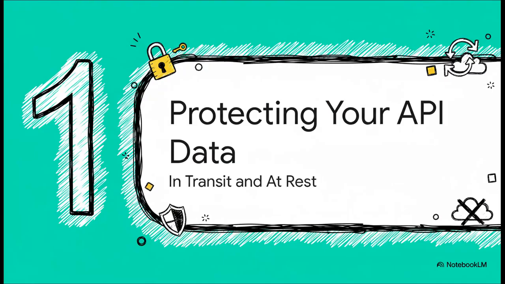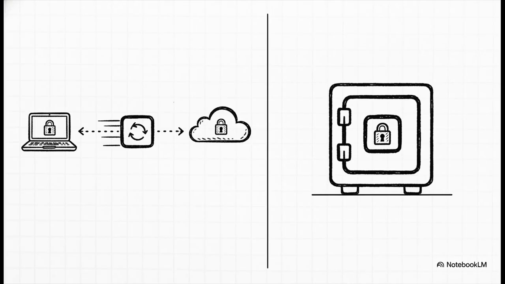So, with that foundation in place, let's build our first layer of defense: protecting the data. This is all about keeping your information safe, whether it's flying across the internet or just sitting in storage. It's really important to think about data in 2 different states. You've got data in transit. That's when information is actively moving, say from a user's phone to your API. And then you have data at rest. That's data that's just sitting there, maybe in a cache or a database. To truly secure your API, you have to protect both, because they face totally different kinds of threats.